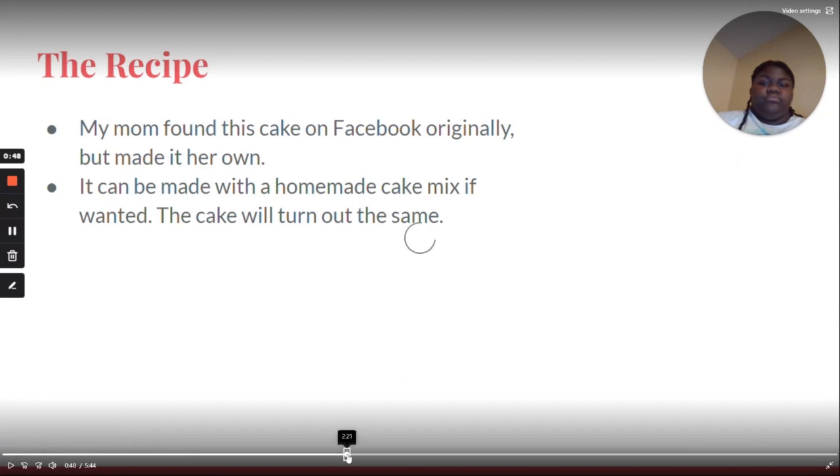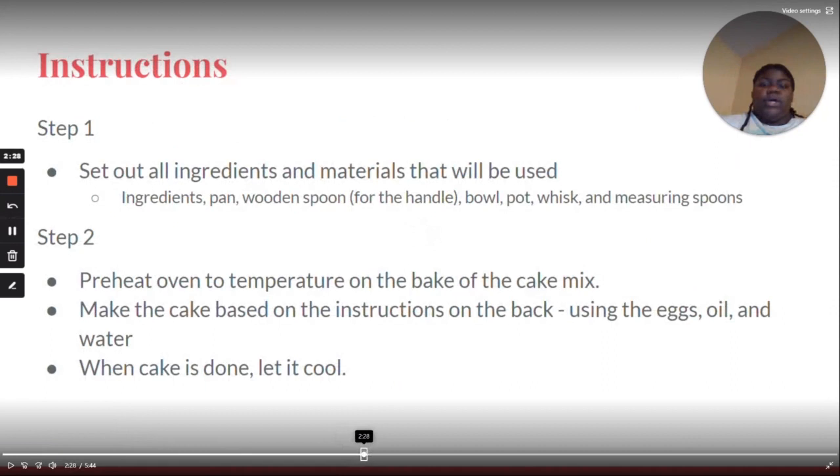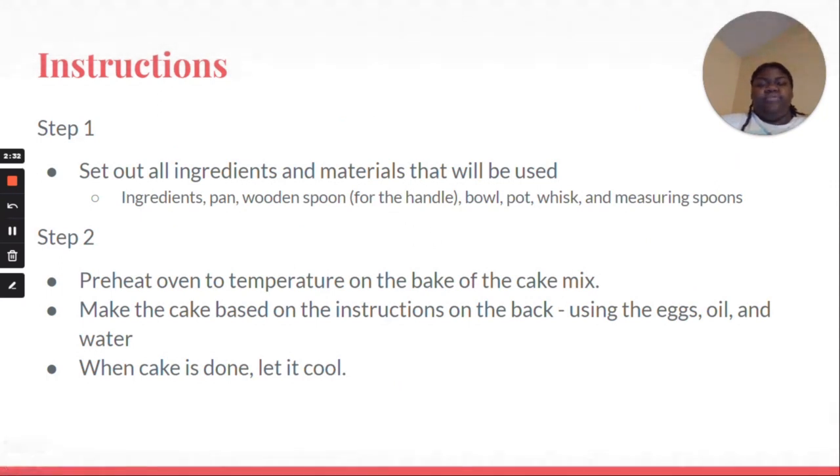On the back of the cake mix, it's usually around 350, and that's what we usually just put it on either way. And then after that, you'll start making the cake mix and follow the instructions on the back using the eggs, oil, and water. And then it'll tell you if you use a whisk, a spoon, or like a mixer.